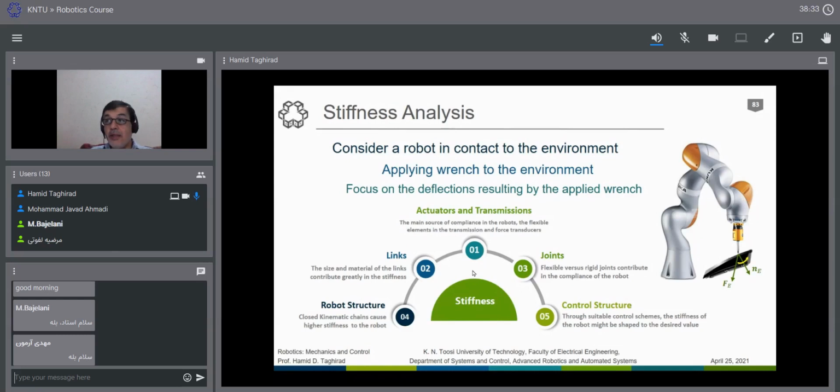This is the main cause of the actuator, usually the main source of the compliance, because usually in the robot we intentionally add some flexible joint or element. If we would like to measure a force, we need somehow to put a flexible element so that we can measure the force by strain gauges.